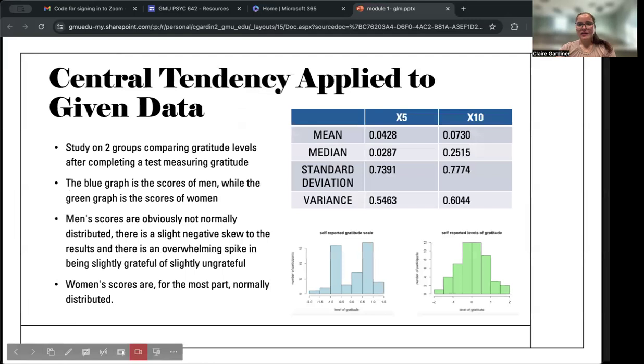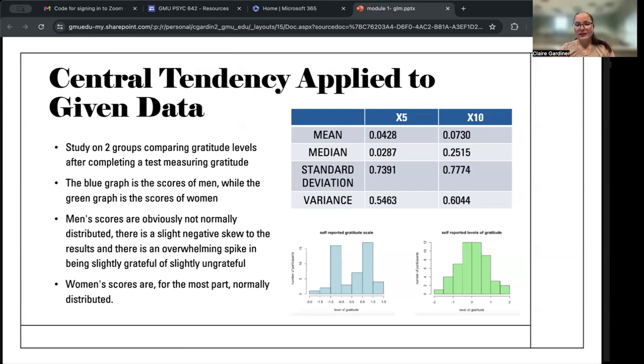All right, so given the data that we were given for this particular project, I tried to make a story out of it. It's just a story. It doesn't really make a whole lot of sense, but looking at the data, I still could understand it. So what I did was I applied the data to measuring gratitude levels between men and women. The blue graph is for men, the green graph is for women.